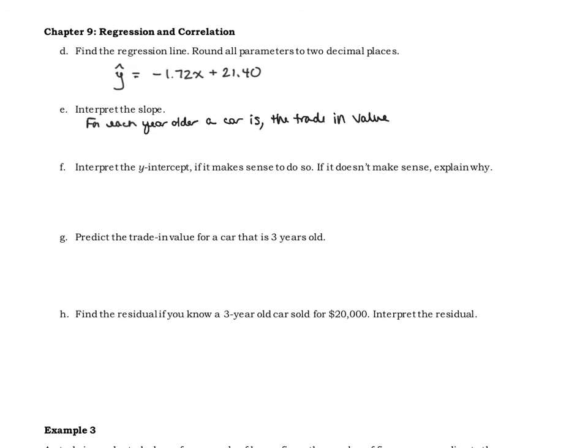Now in this case, since it's a negative slope, the trade-in value decreases by, and then don't say $1.72, okay? That is not what this means. Certainly your car is not depreciating at $1.72 a year. This is in thousands. So if you take that number, the 1.72, and multiply by 1,000, you're going to get $1,720.